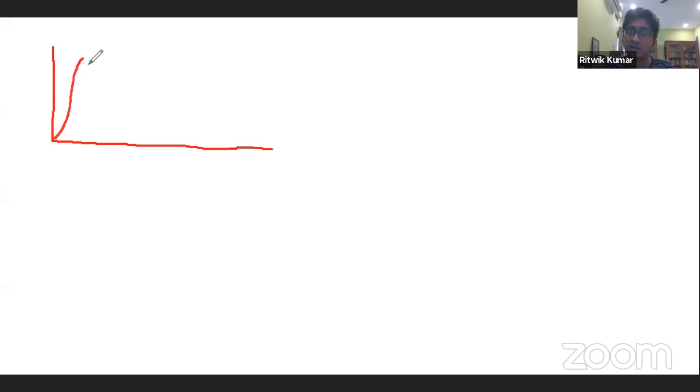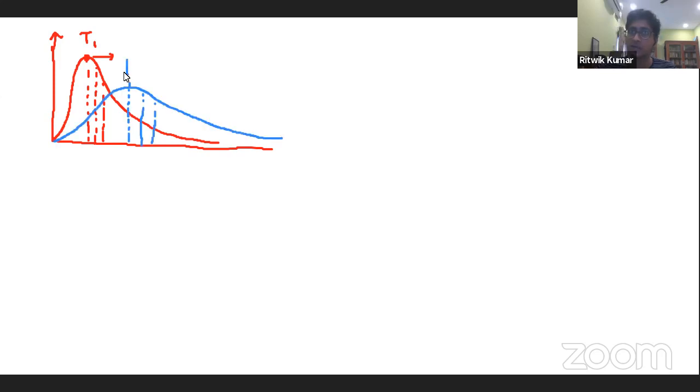If initially the curve was this way, we're not changing the number of particles. We're only changing the temperature. So let's say this is associated with T1. When you increase the temperature, the speeds will increase, so obviously it has to go to the right. It will go to the right, but the fraction of molecules associated with each of those speeds will decrease as well. So there's a flattening of the curve in a sense. Is this clear? So this is T2, and T2 is greater than T1.